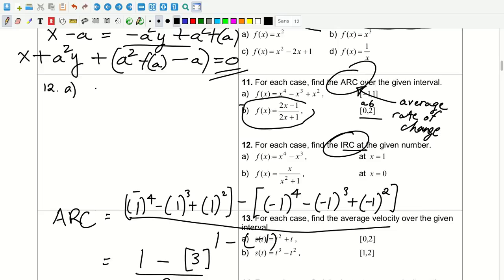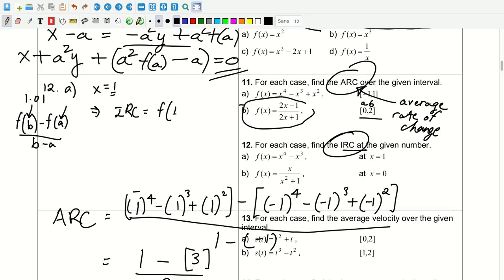What I mean is, in 12a, x equals 1. So I do that same formula where I've got f of b minus f at a over b minus a, but I come really close. If a is 1 in this case, this guy is going to be like 1.01 or something like that. And so the IRC would be f at 1.01 minus f at 1 over 1.01 minus 1.